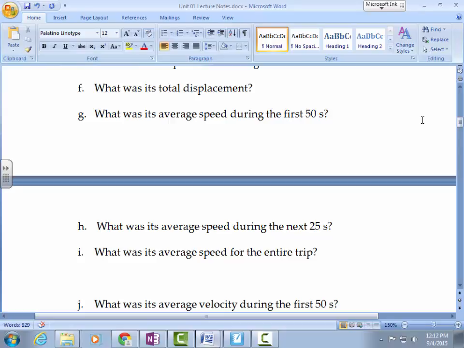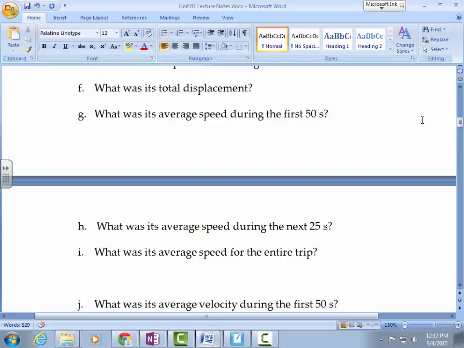So you have negative 150 divided by 50. The next one would be positive 100 divided by 25. And it's negative 50 divided by 75. Right? This is negative 3. This is positive 4. This is negative 2/3, or negative, I don't know, 0.67.